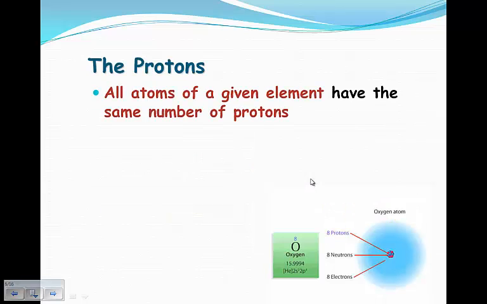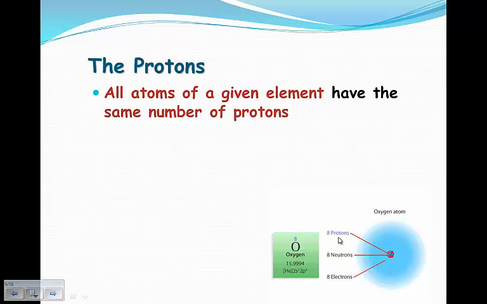All right, so let's take a look at these protons. All atoms of a given element have the same number of protons. So here's this great little picture. You have an oxygen atom, and this 8 up here tells you the atomic number of oxygen. The atomic number is the number of protons. So you just have to memorize that. Atomic number is the number of protons.